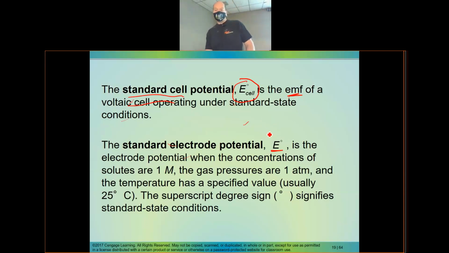All right, and so when we find our E naughts for all of these reductions, because that's what the chart is, the reduction potentials, it is when your concentrations are all 1 molar. So your standard, the little circle, means 1 molar, all gases are 1 atmosphere, and your temperature is 25 degrees Celsius. That is what that naught sign, E naught, means. It means that you are at 1 molar if you are an ion, you are at 1 atmosphere if you are a gas, and you are at 25 degrees Celsius. And then you have that value for your standard electrode potential.